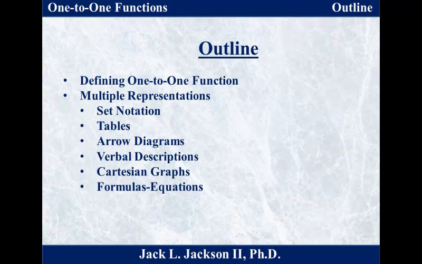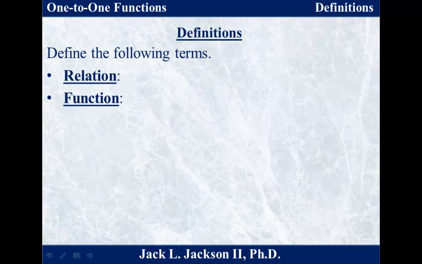We'll be able to look at those types of representations and say, is this a relation? If it is, is it a function? If it is, is it a one-to-one function? Those include things like set notation, tables, arrow diagrams, verbal descriptions, Cartesian graphs, formulas and equations, and so forth. So let's start by doing a little bit of review here. Define these following terms: relation and function.